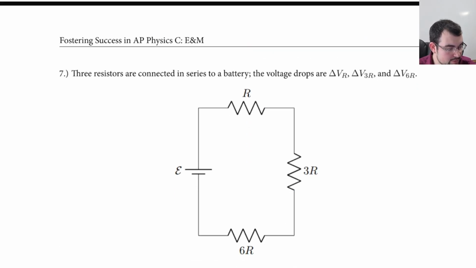All right, now we'll do a symbol question. 3 resistors are connected in series. The voltage drops are delta VR, delta V3R, and delta V6R. So of course we can do our potential model here. And notice we actually need more colors than we've seen so far.